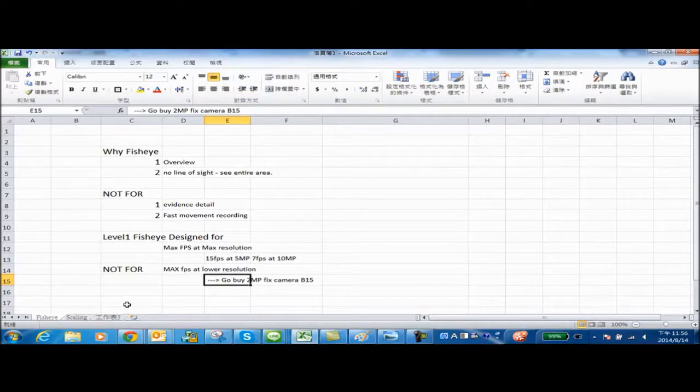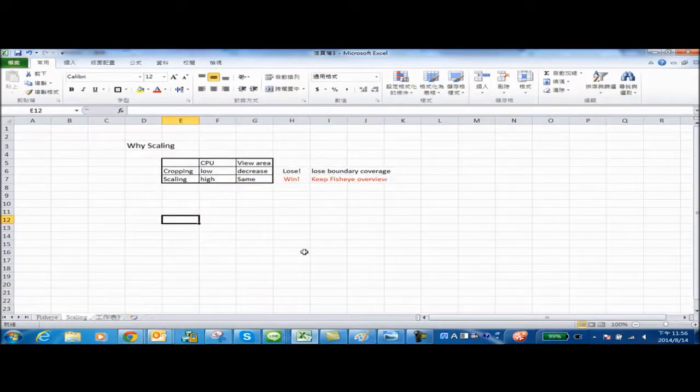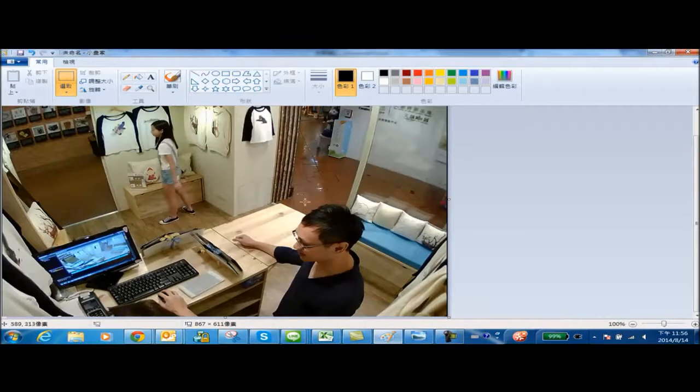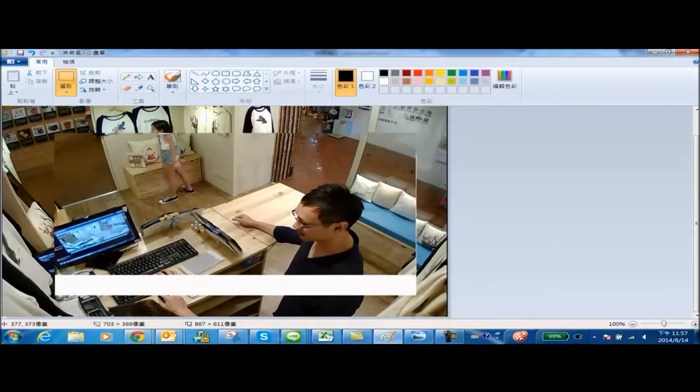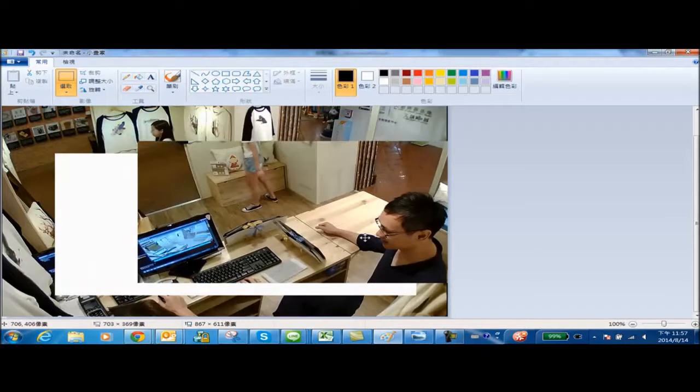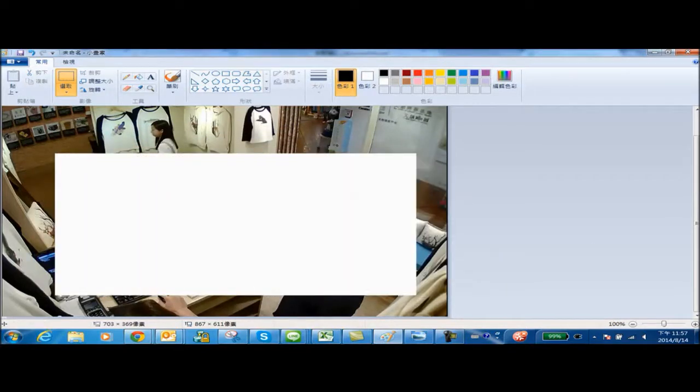Okay? So now we talk about scaling. What is scaling? Scaling is different from cropping. Cropping is, you have a picture. Let's say this is a 5 megapixel picture. Cropping is to crop an area from 5 megapixel to 2 megapixel, and that's the picture. That's called cropping. As you can see, anything outside the white area is missing video.